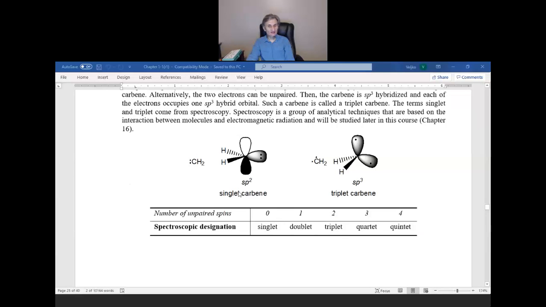Names singlet and triplet come from spectroscopy. Spectroscopy is covered in Organic 2. So at this point, there is no way to explain that to you because we didn't cover spectroscopy. But simply, singlet gives one signal in the spectrum, while triplet gives 3 signals.